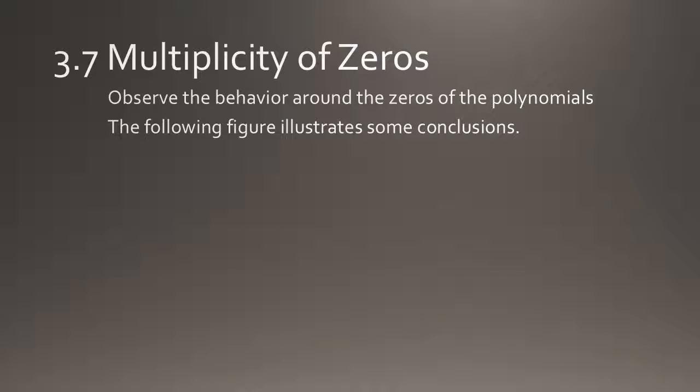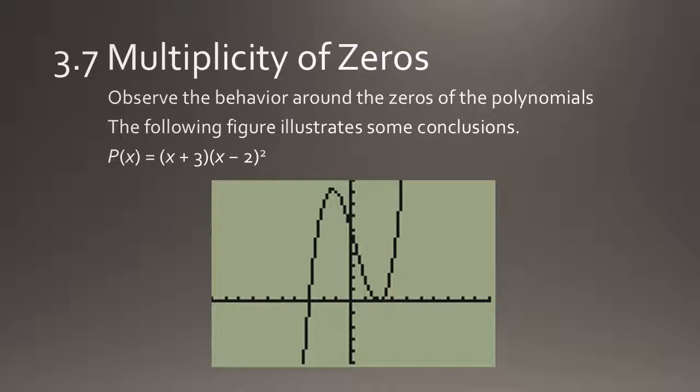Now we're going to look at the behavior of these zeros in light of their multiplicity, and see if we can get some conclusions. So the first one we're going to look at is x plus 3 times x minus 2 squared. And this is what it looks like when it's graphed.